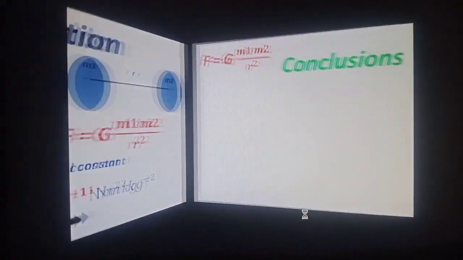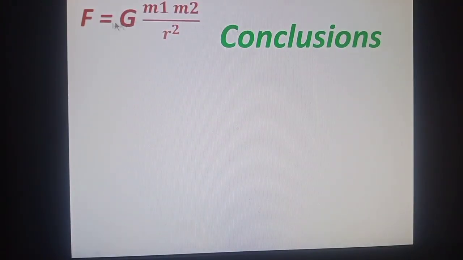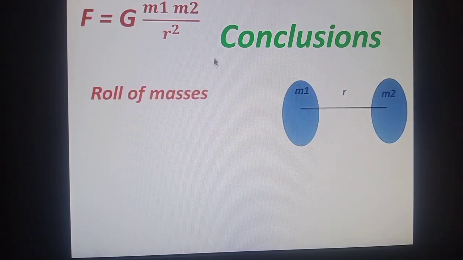Now students, what are the conclusions? This is the statement: F is equal to G m1 m2 over r square. What happens when the values of these variables change? G is constant. Except G, when m1 changes or m2 changes or distance changes, what happens? Students, first we discuss the role of masses. If we increase the masses, then what happens? The relation shows that the force increases. When either of the masses is increased, force also increases. When both are increased, force increases more.